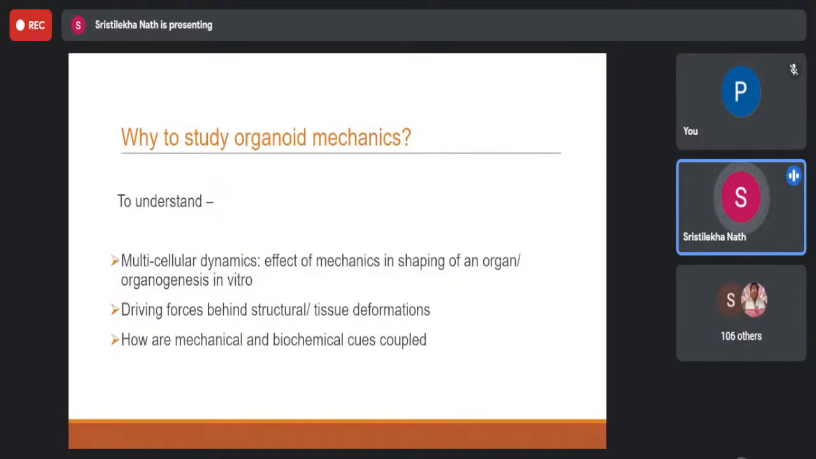Also, the driving forces behind the tissue deformations going on inside an organoid help to define the mechanical forces and how mechanical and biochemical cues are coupled. Because it is not either mechanical or biochemical, it has to be together. It has to come together to have a better outcome with a functioning organ system. So altogether, we can say that organoid mechanics can be used as a promising tool to study mechanics.